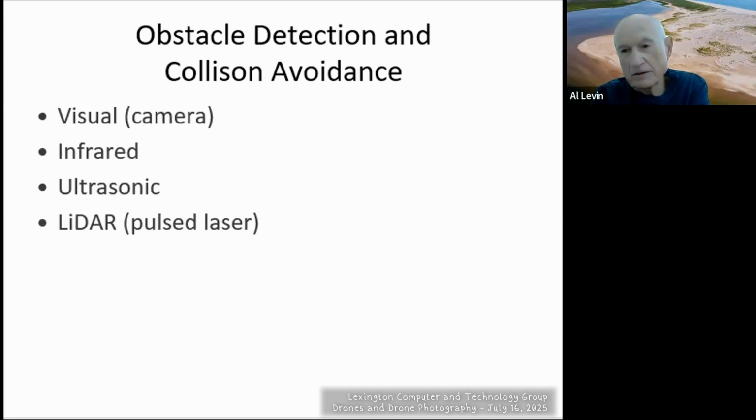There's another set of sensors which can detect obstacles in the environment of the drone. You have the camera, which is a simple camera. You've got infrared sensors, ultrasonic sensors, and LiDAR. If an obstacle is detected, the drone can either fly around the obstacle or it can just hover in place.